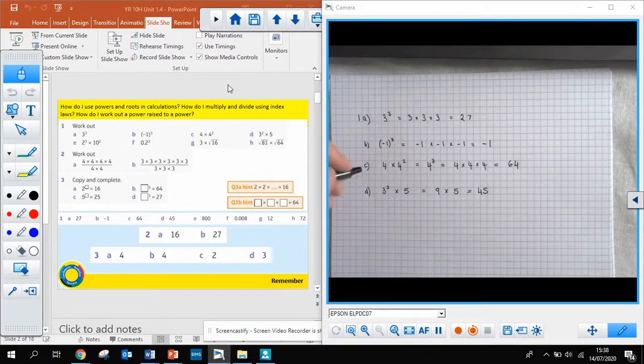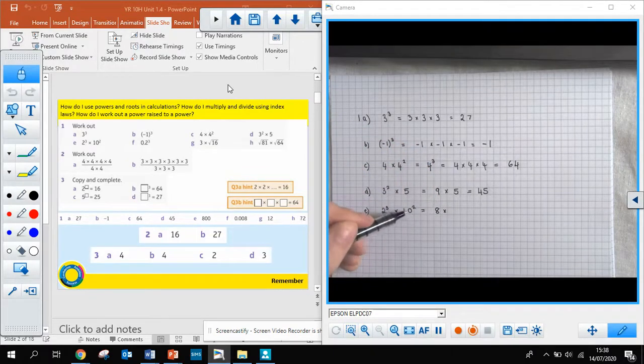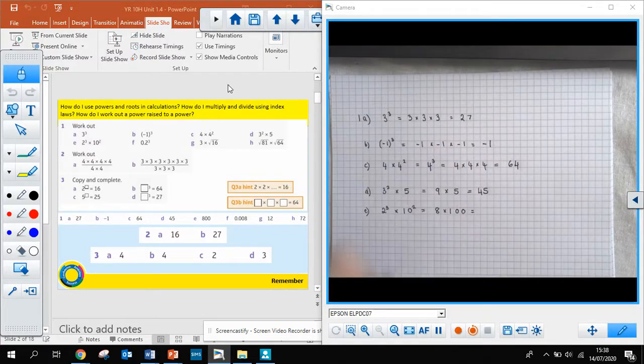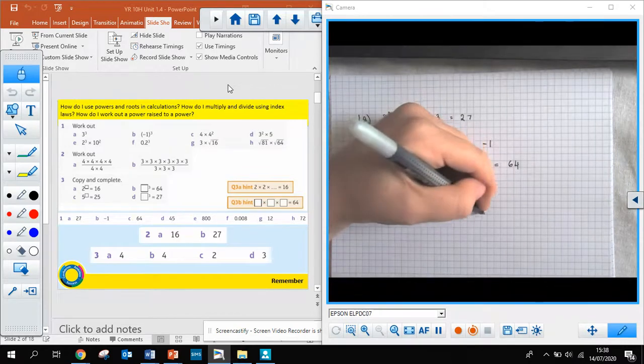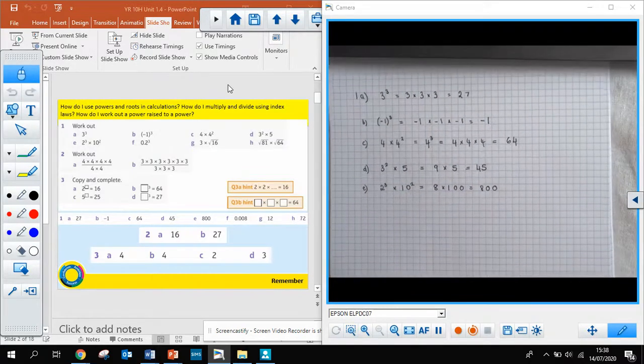Part E wants to know the value of 2 cubed multiplied by 10 squared. Okay, 2 cubed, 2 times 2 times 2. 2 times 2 is 4, times 2 is 8. So that 2 cubed is 8, multiplied by 10 squared, which is the same as 10 times 10. 10 squared is 100. You're doing 8 multiplied by 100, which is 800. Okay?